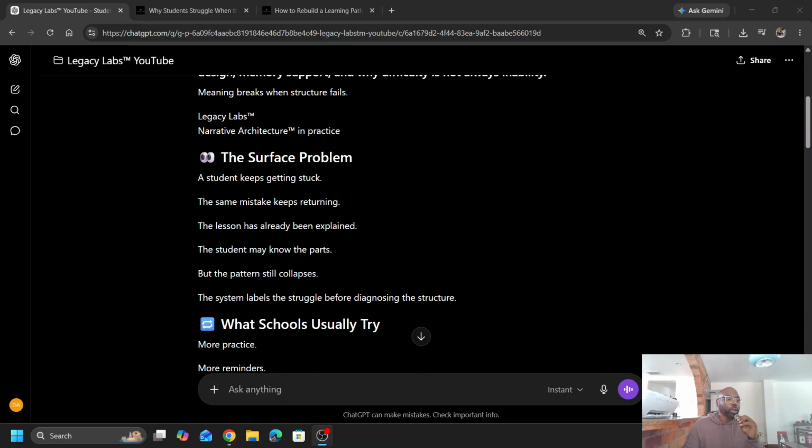A student may know parts, they might be able to recognize the pieces, but what they lose is the pattern. And once the pattern collapses, the system often labels a student before it diagnoses the structure.